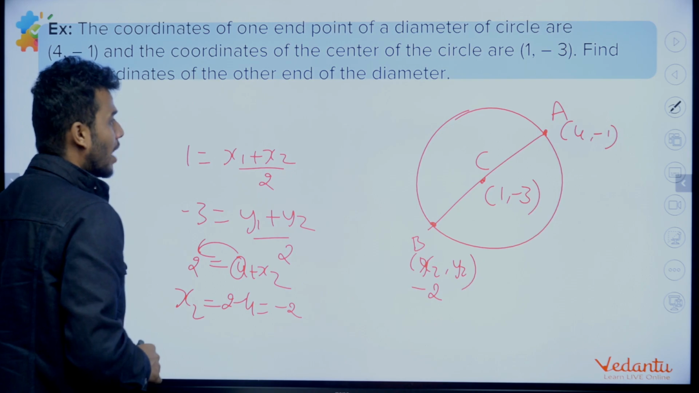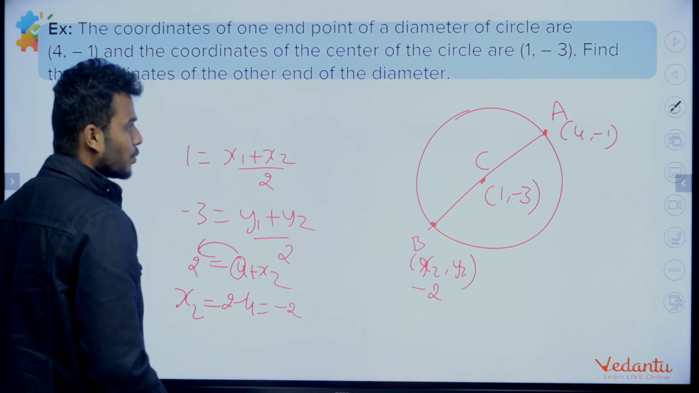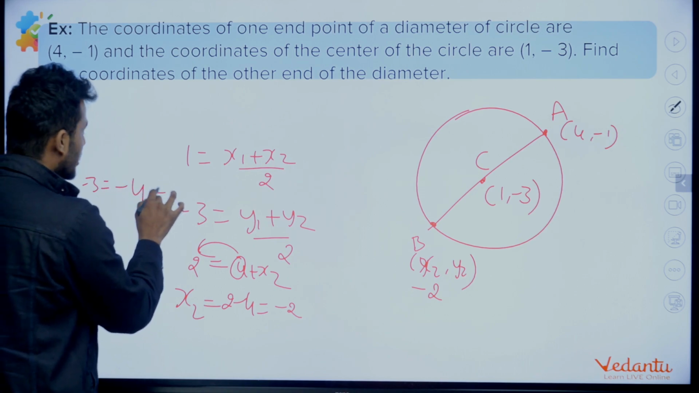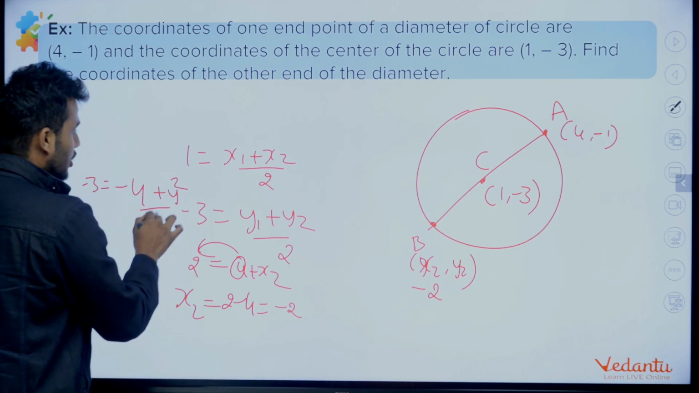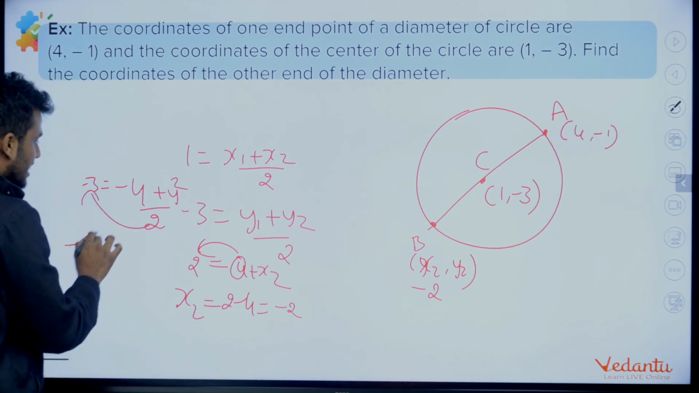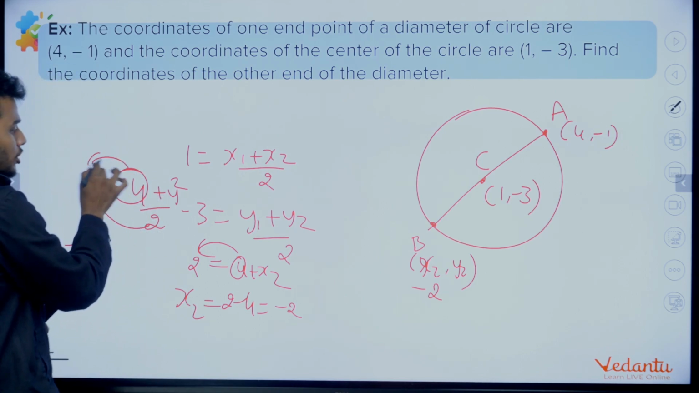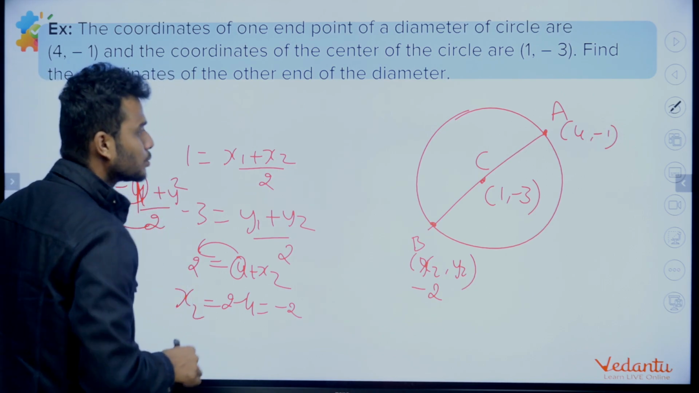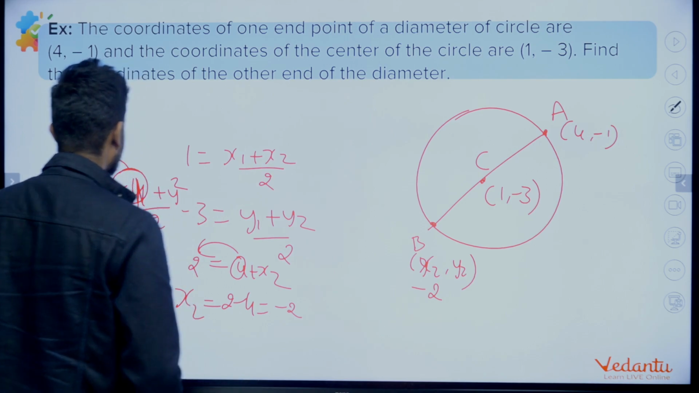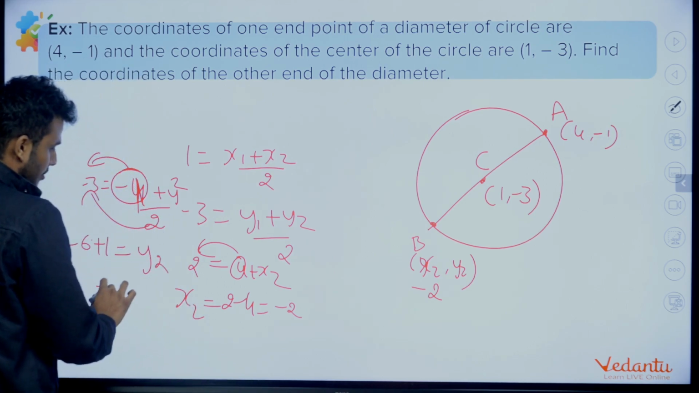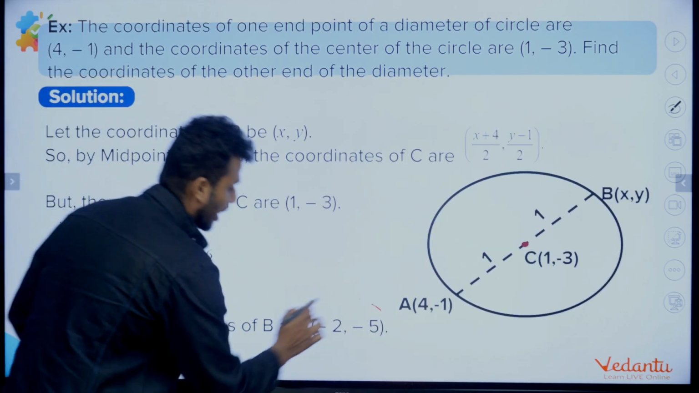And what about the y2 value? Where is the y2 value here, students? -3 = (-1 + y2)/2. So -6 = -1 + y2. Here y1 is -1. Transferring -1 to this side, y2 becomes -5. The other endpoint is (-2, -5).